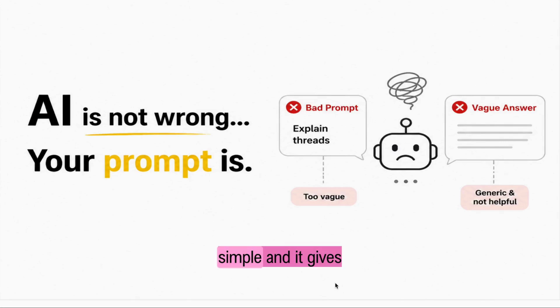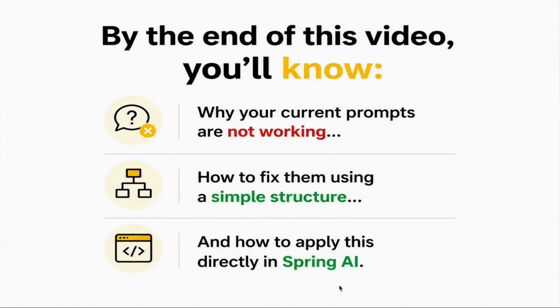You ask AI something simple and it gives you a vague, useless answer. And you start thinking, maybe this AI is not that good. But here is the truth, the problem is not the AI, it's your prompt. By the end of this video, you will understand why your current prompts are not working, how to fix them using a simple structure, and how to apply this directly in Spring AI.